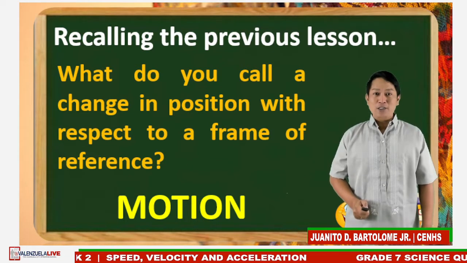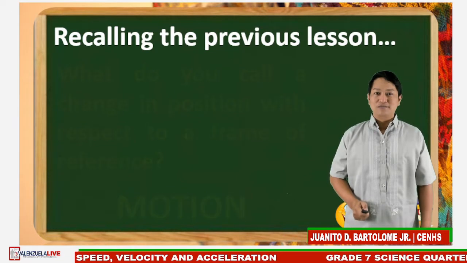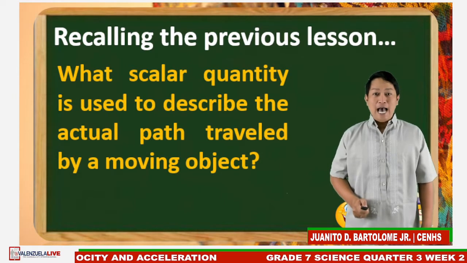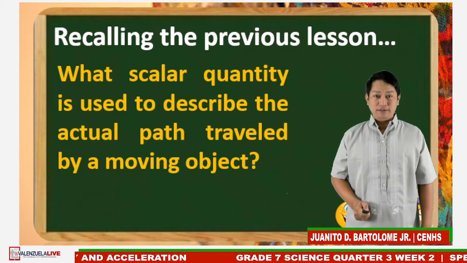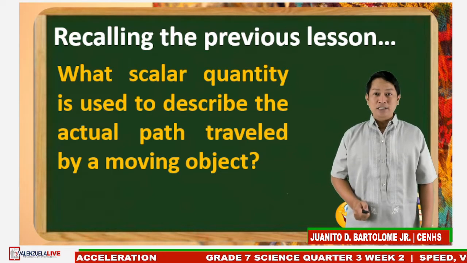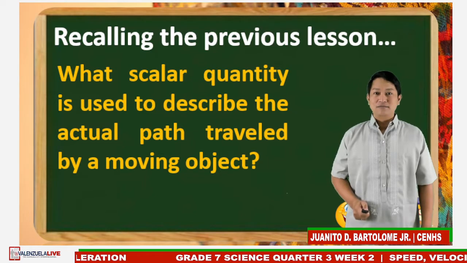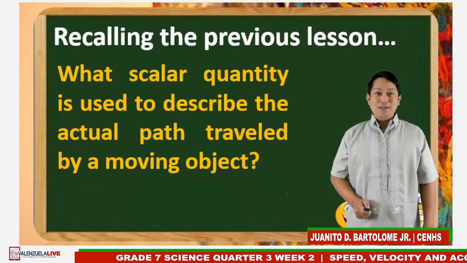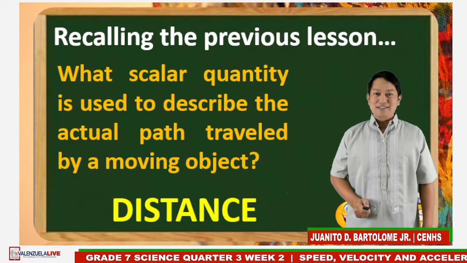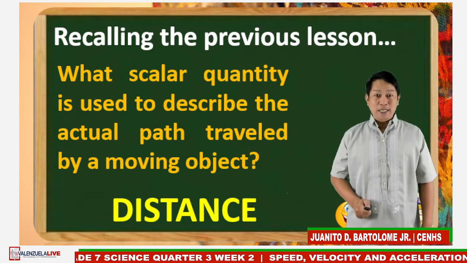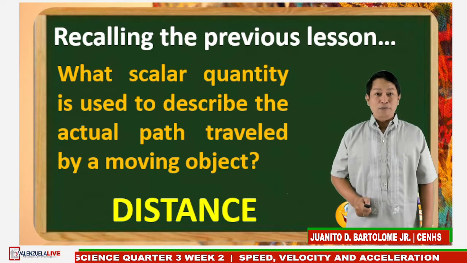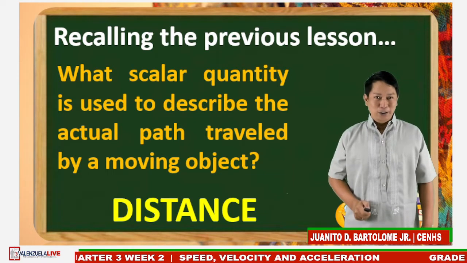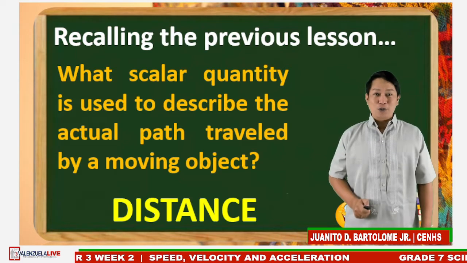Let us proceed to question number 2. What scalar quantity is used to describe the actual path traveled by a moving object? Please key in your answer. Time's up. And the correct answer is distance. Distance is a scalar quantity that describes the actual length of path taken by a moving object. You're doing great, grade 7 learners. Now, let's go to question number 3.